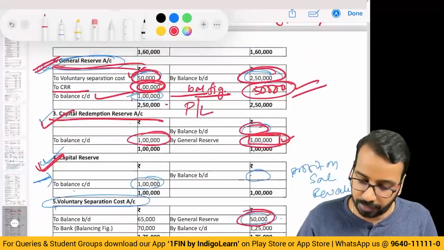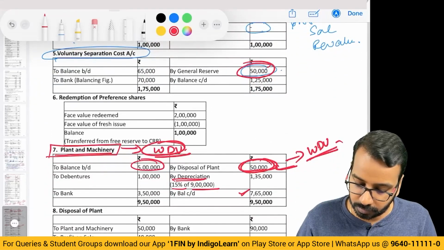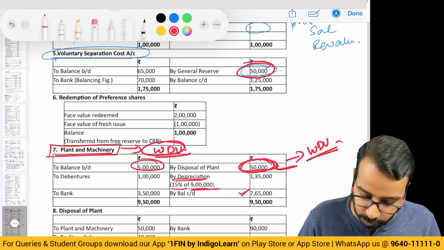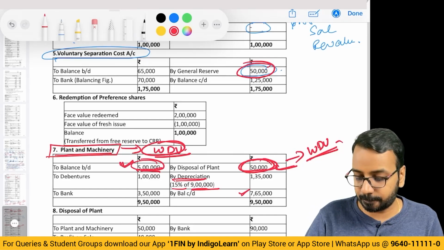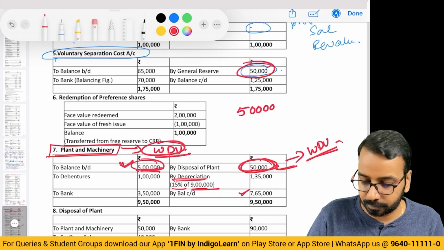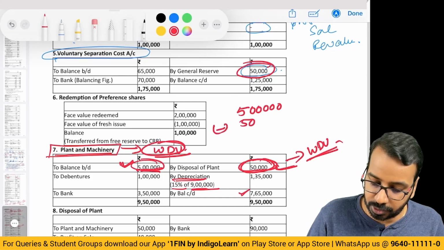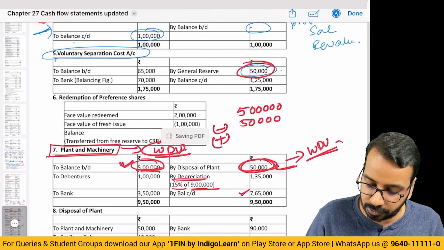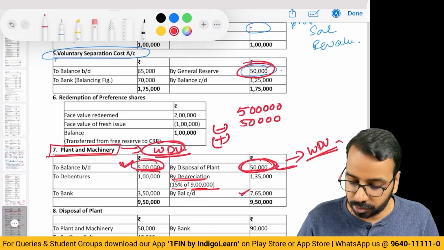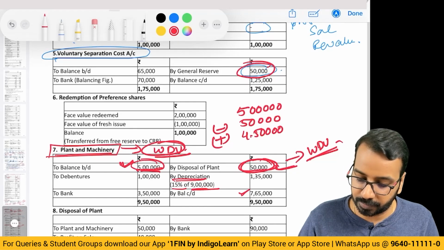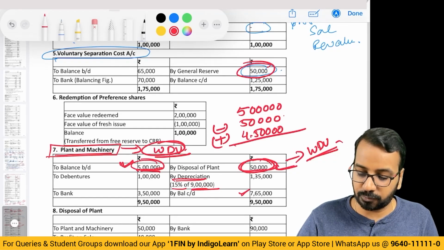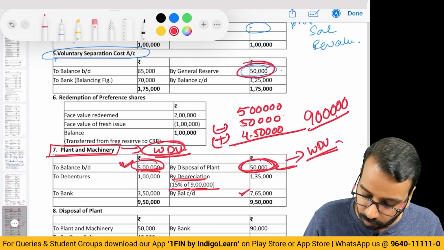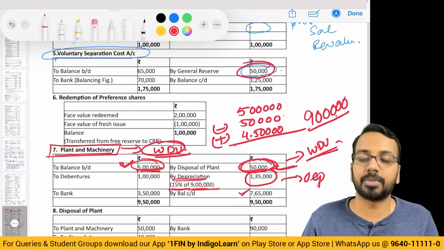So we need to know how do we get this amount of 9 lakhs, right? Now for that, we have balance carried down 5 lakhs, minus 50,000 is sold, plus the question mentioned that we have purchased for 4,50,000. So 5 lakhs minus 50,000 plus 4,50,000 gives us 9 lakhs. 9 lakhs into 15%, 1,35,000 is the depreciation. That is the first thing.